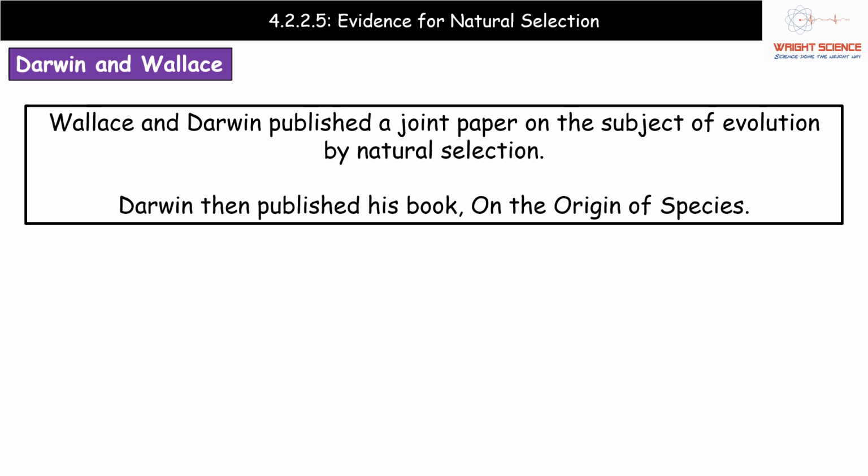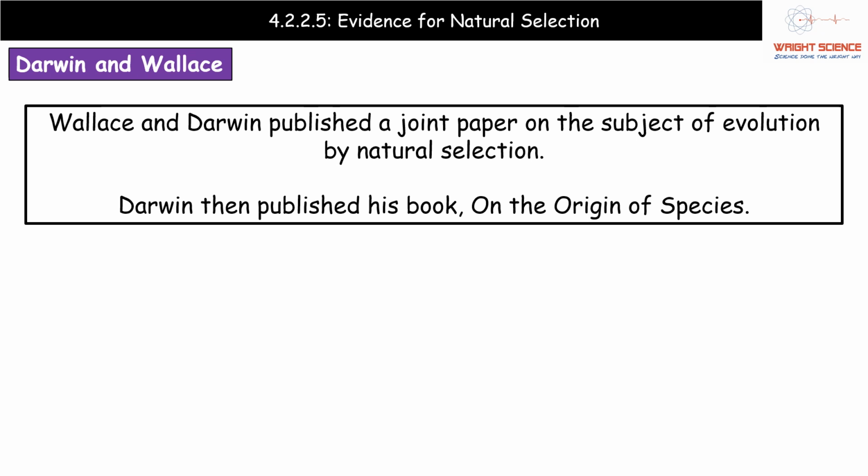Now, the reason that people still don't really know the name Alfred Russel Wallace, but we all know the name Charles Darwin, or at least a reasonable number, quiz shows would lead me to believe otherwise, is that Darwin then went on to publish a book. Now, the book he published was called On the Origin of Species.